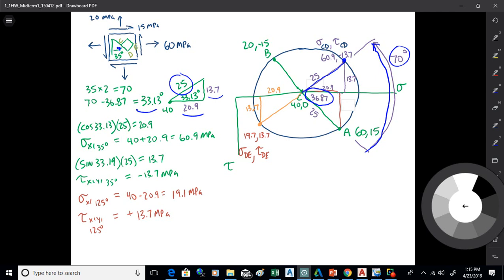Now we know the sides of the triangle. To find the x value of that coordinate, we have to remember to add that little offset, because the center of this circle is not at 0, it's at 40. So 40 plus 20.9 is 60.9. Then we have 13.7 above the x-axis. That's negative shear, so that's negative 13.7.